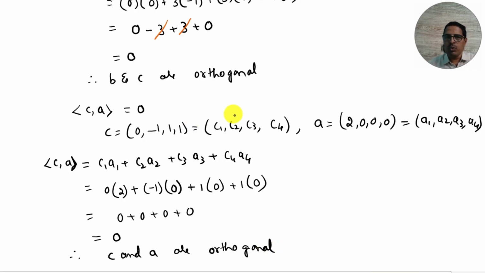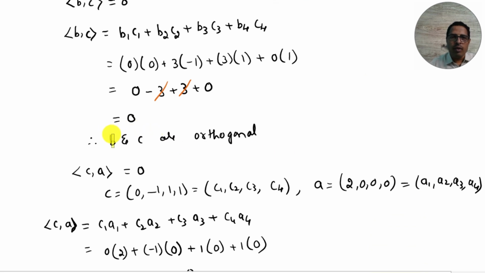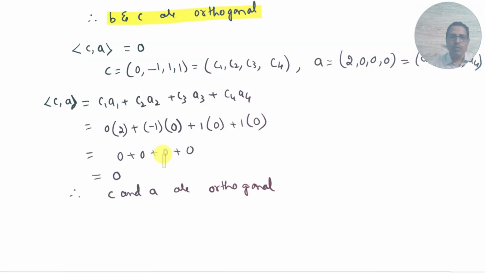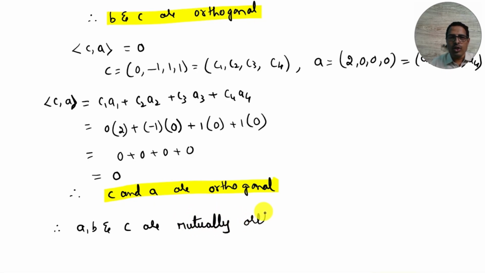Now if you observe over here, we have shown three combinations. We have shown A and B are orthogonal, then we have shown B and C are orthogonal, then we have shown C and A are orthogonal. So you can conclude from this that A, B and C are mutually orthogonal to each other. That's the conclusion you can draw, and that will be the required solution.